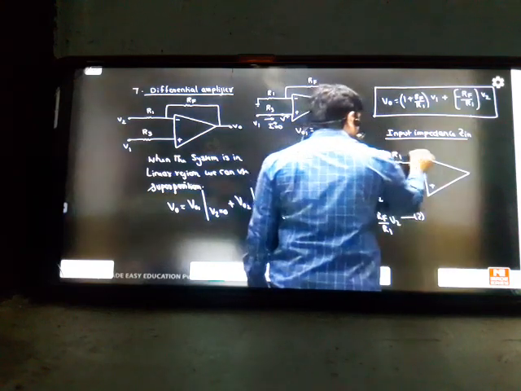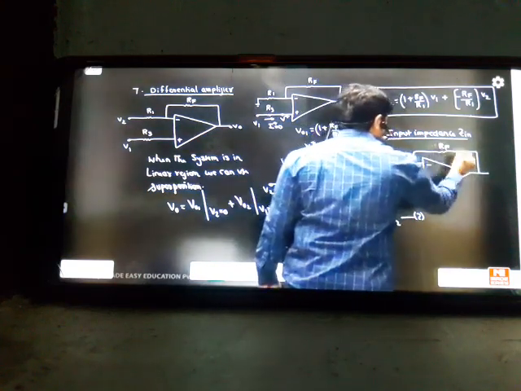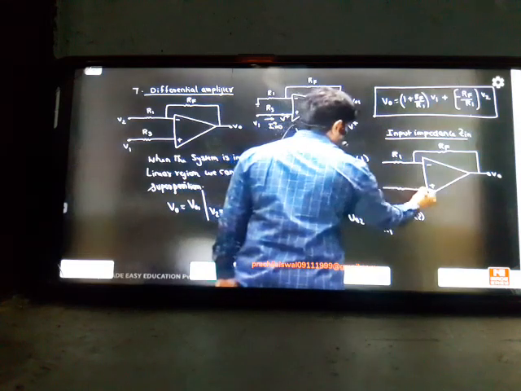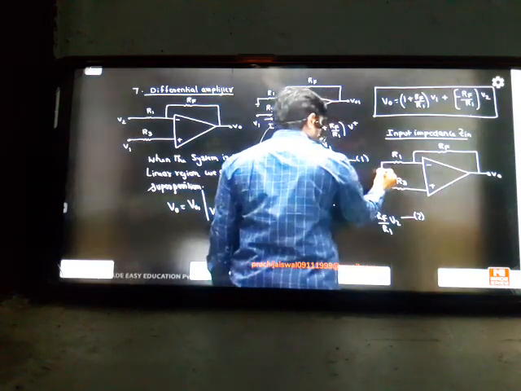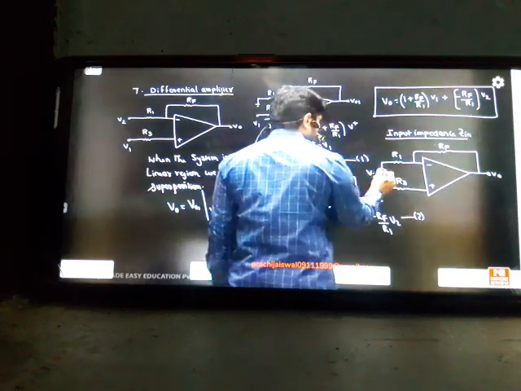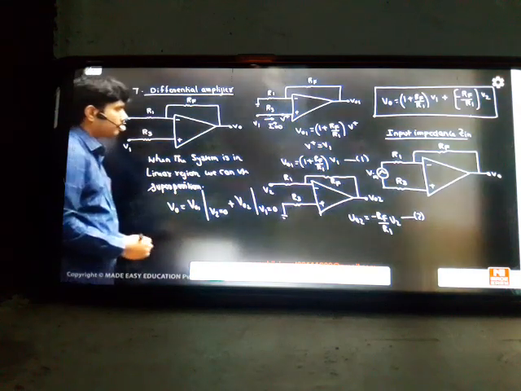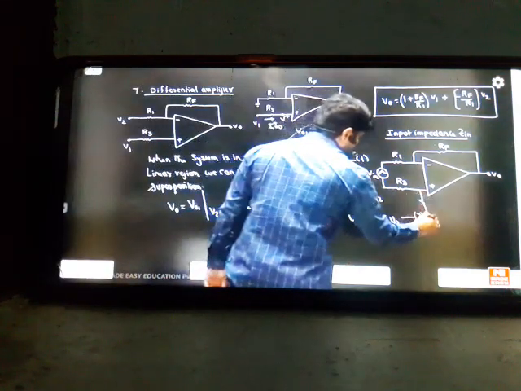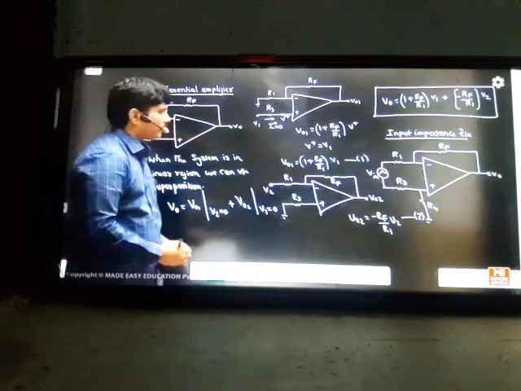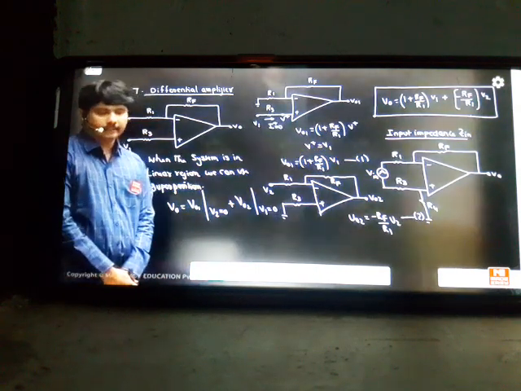this is R1, this is RF, this is V0, this is R3. Suppose in between I have given some input. Like this they will give in the exams. If I give some input like this in the class, and if I keep some resistor also here, some resistor I am keeping, R4, then I ask you what is the input impedance of this circuit. In the middle it is asking to find out the input impedance.